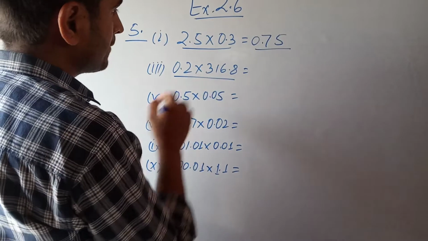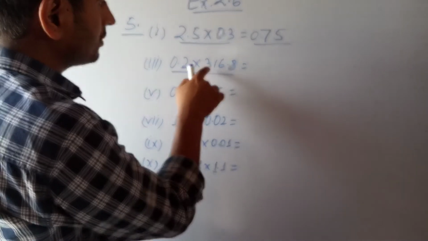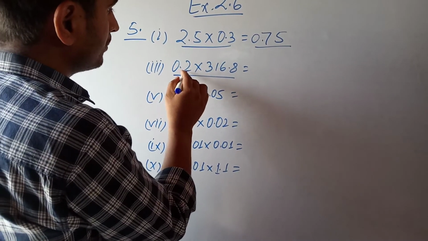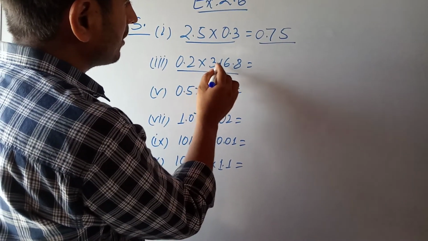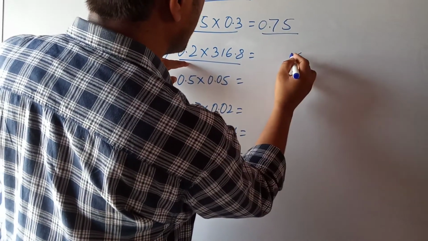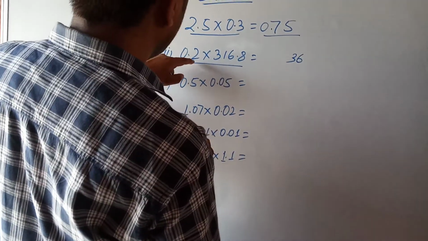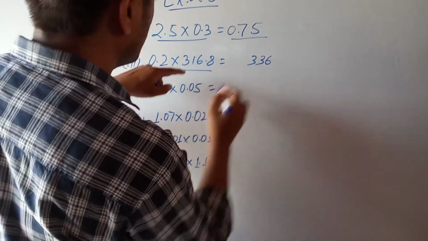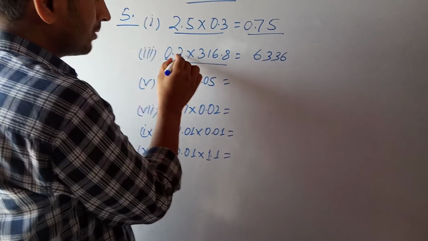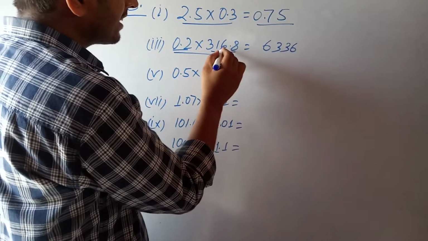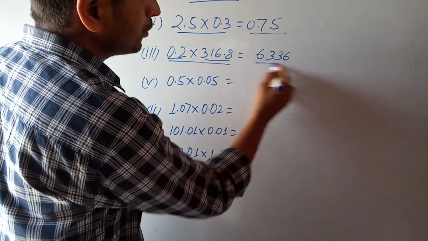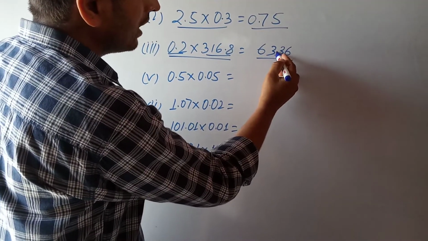Again coming to the third, we have to multiply 0.2 into 316.8. First forget these two decimals. So multiply first 2 into 3168. Multiplying, 2 times 8 is 16, 2 times 6 is 12 plus 1 is 13, 2 times 1 is 2 plus 1 is 3, and 2 times 3 is 6. Now see here, in the first number after the decimal there is one digit, and in the second number after the decimal there is one digit. So 1 plus 1 is 2. So in the product we will put the decimal after 2 digits, 1, 2, and put the decimal here.